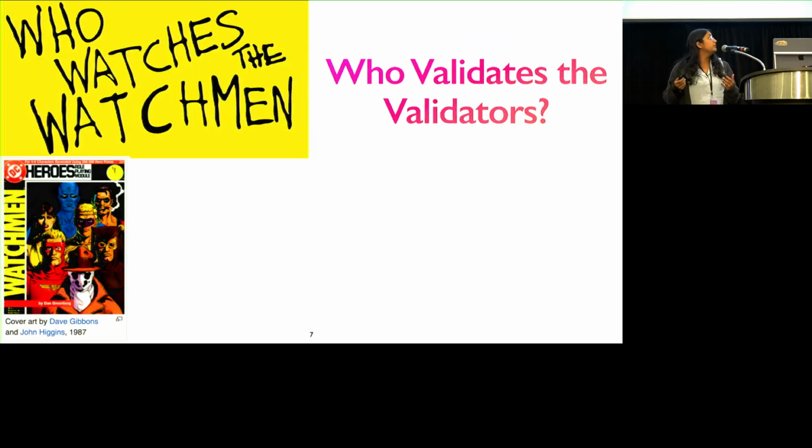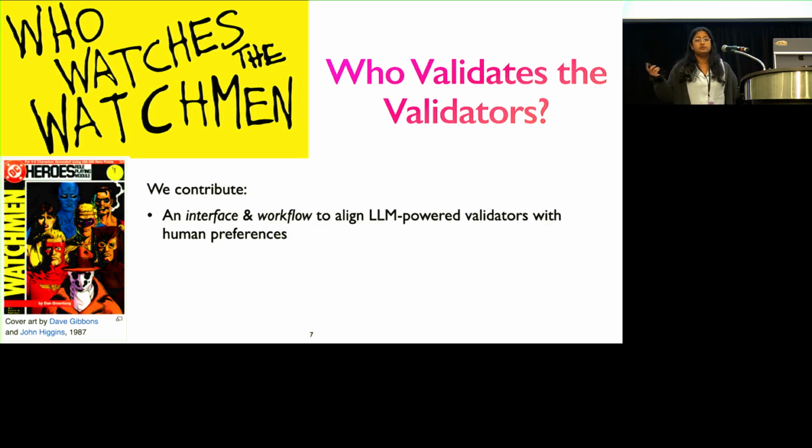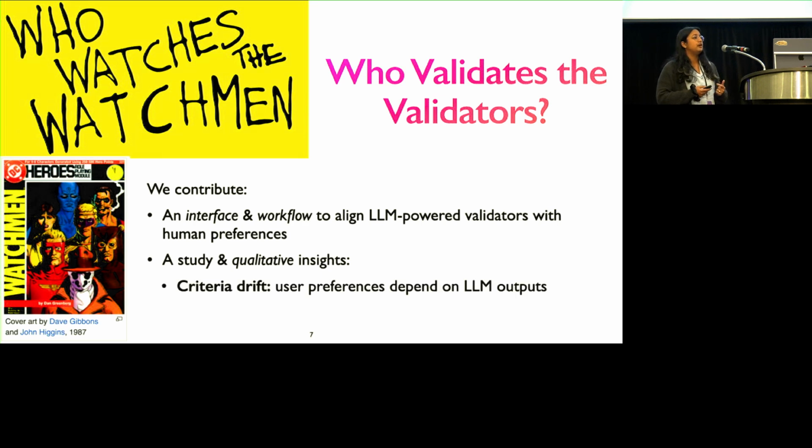So in this work, we pose this question, who validates the validators? And we contribute an interface and, more broadly, a workflow for aligning human judgments with LLM-powered validators, as well as doing a qualitative study where we learn some very interesting things about why people don't feel like, even if their assertions or validations are aligned on paper with their thumbs up, thumbs down feedback, they still don't trust them. One such finding is what we call criteria drift. People's evaluation criteria actually are a function of the nature of the LLM outputs themselves, which I'll explain towards the end of this talk, which is kind of crazy.